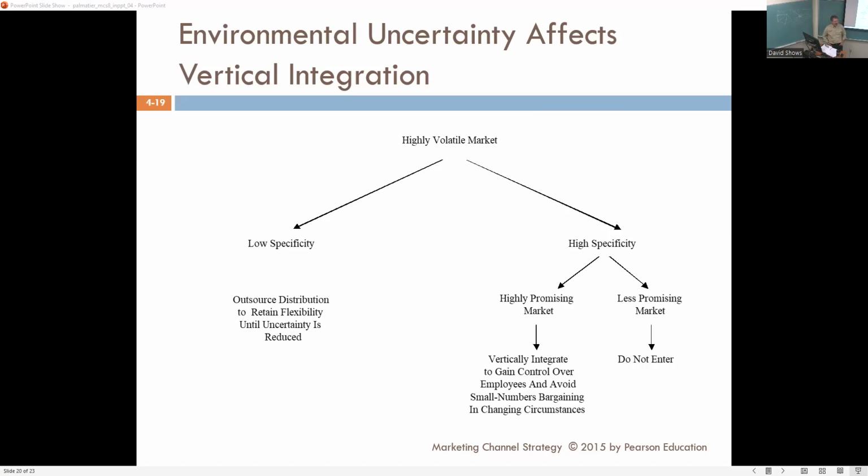In a highly volatile market with low specificity, we want to outsource our distribution to retain our flexibility. In uncertain times, it's best to be able to react. Outsourcing requires no exceptionally long-term commitments, doesn't require us to alter our product line, or spend lots of money. It allows us to persevere and wait for opportunities.